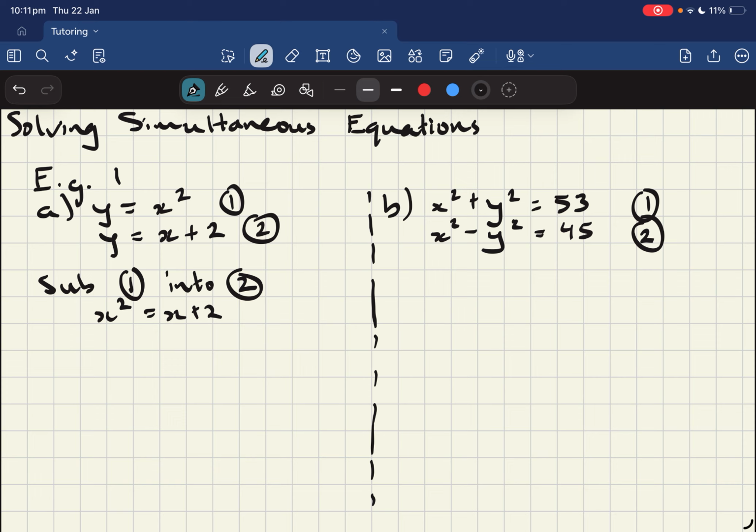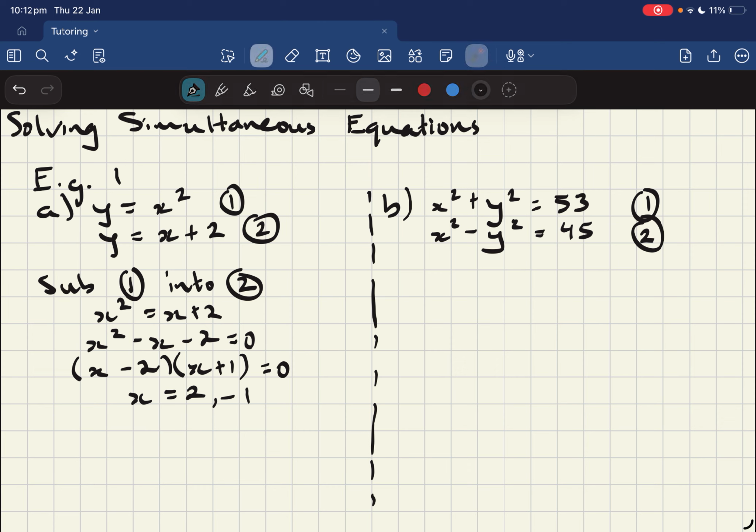And I can move everything to one side because I can see this is going to be a quadratic equation. So I get x squared minus x minus 2 equals 0. So I can factorize this out. Two numbers that multiply to give -2, add to give -1. I'm going to get (x minus 2)(x plus 1) equals 0. So my two solutions here are x equals +2 or -1.